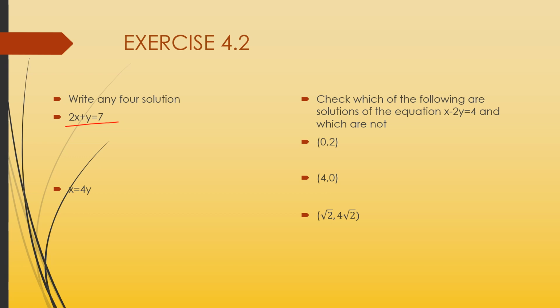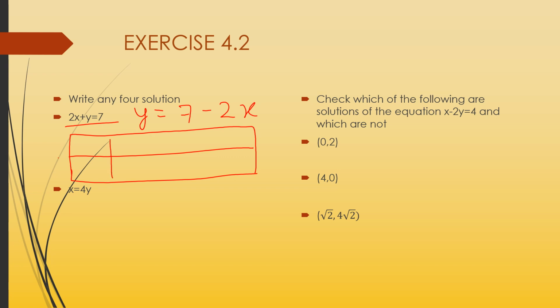For finding the possible values, you can simply rewrite the equation as y equals 7 minus 2x. If you write it in this form, either in terms of x or in terms of y, it will be easier for you to find the respective values. Now we'll make a table for this equation.